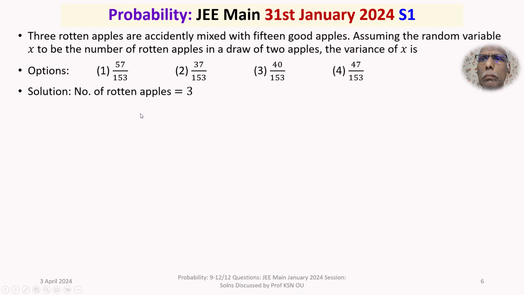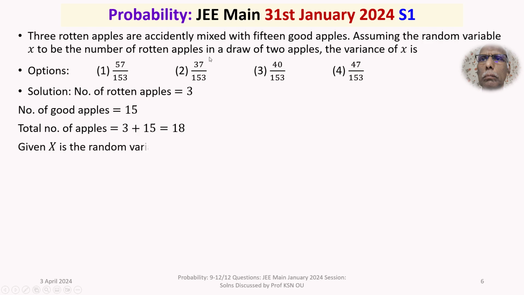We have the number of rotten apples 3, the number of good apples 15. Therefore, the total number of apples is 3 plus 15, that is equal to 18. Now, given capital X is a random variable and X is the number of rotten apples.